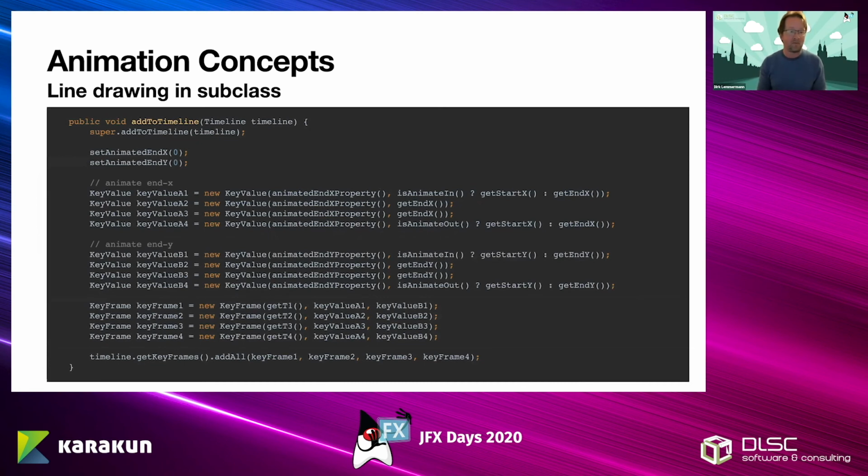Now for the animation of those properties, you have to add a few more values. So there are like 4 key values for end X and 4 key values for end Y. And again, we will have those 4 keyframes for T1, T2, T3, and T4. And I'm adding all of them to the timeline like this.